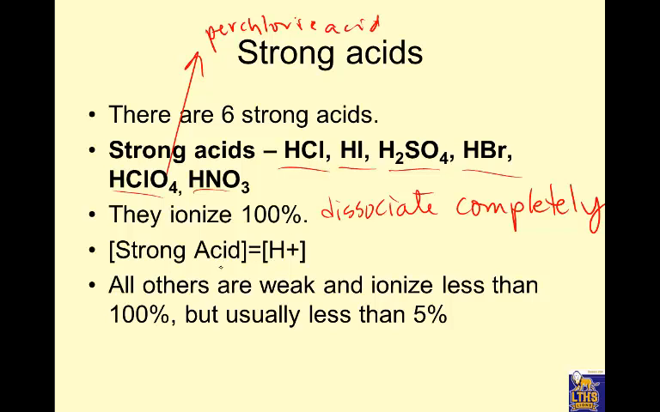So the concentration of any strong acid is really the concentration of the H plus. So the molarity of the acid is the molarity of the hydrogen ion, because all of the acid turns into a hydrogen ion 100%. If you're looking at an acid and it's not one of those 6, then it's a weak acid. What do weak acids do? They ionize a lot less than 100%. In fact, usually less than 5%. So what that means is that they don't break up into ions totally, only some of them do.